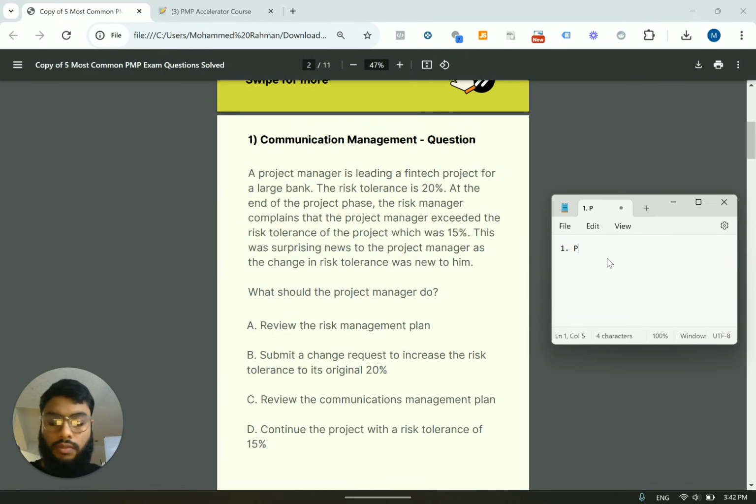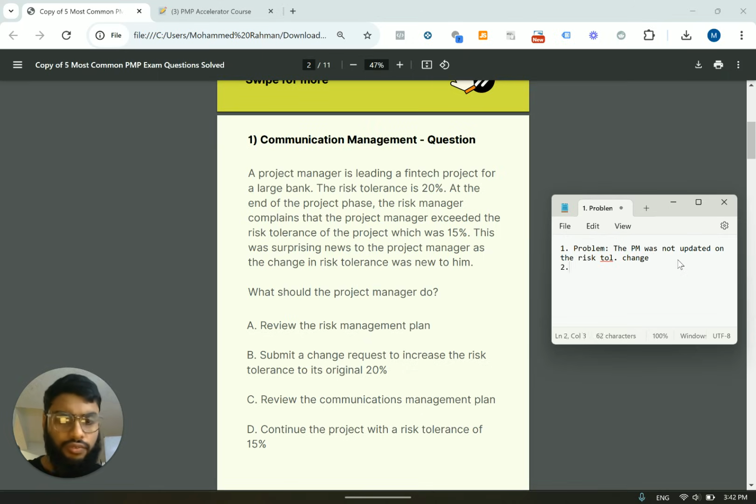The problem statement is simply that the PM was not updated on the risk tolerance change. That is the problem statement. The 20% is not important. The 15% is not important. The problem is the PM was not updated on this risk tolerance change. Understand that. Very important. The numbers are there to throw you off.